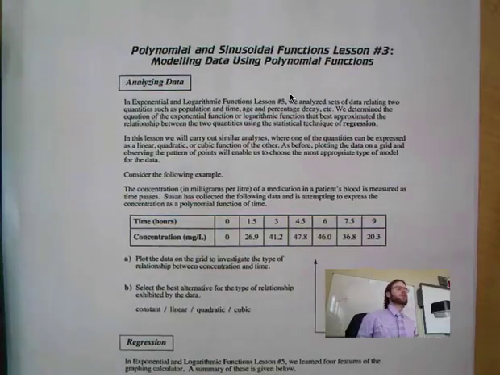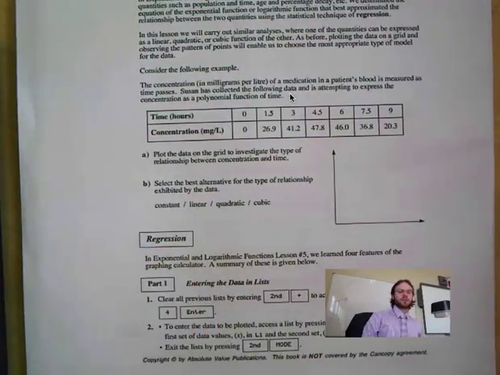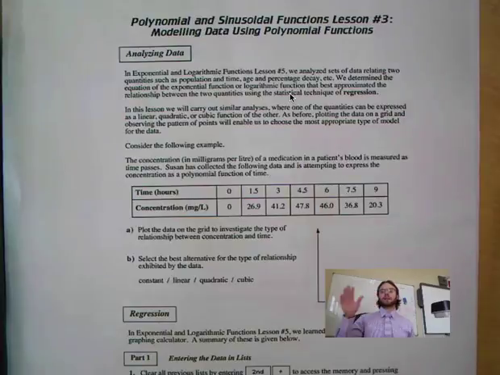Welcome back, Math 30-2. Today we're going to look at data and applying polynomial functions to it. So it's going to be very similar to what we did with exponential functions and logarithmic functions. Now, if we remember those, we ended up doing something called a regression. And we had to know what graph looked like an exponential and what graph looked like a log function. So here we're going to have to know what graphs look like polynomial functions.